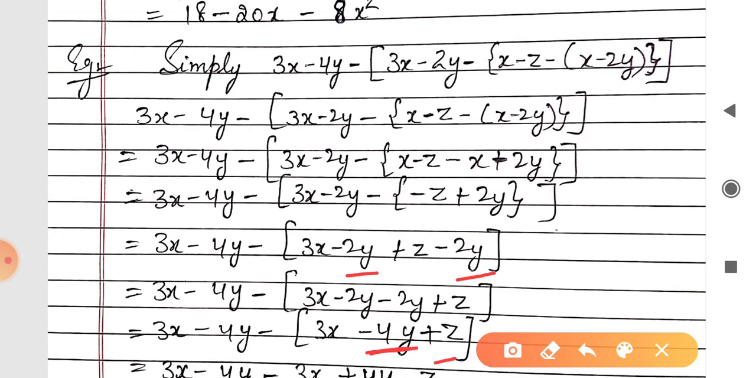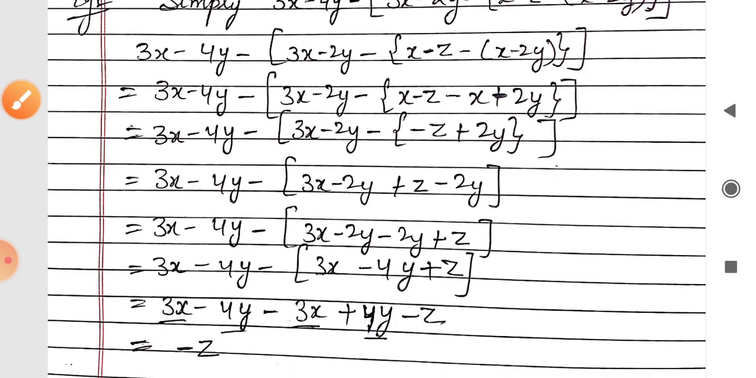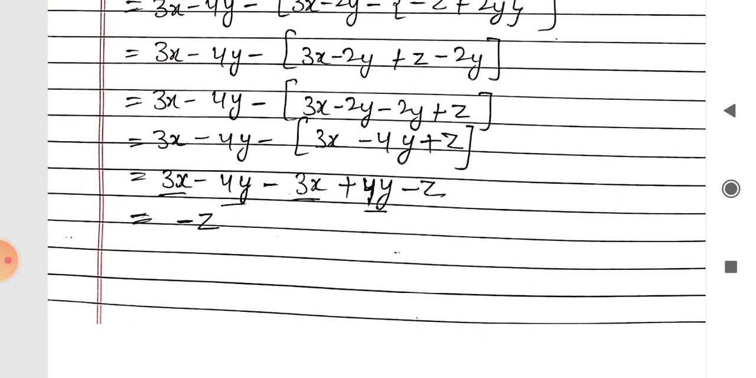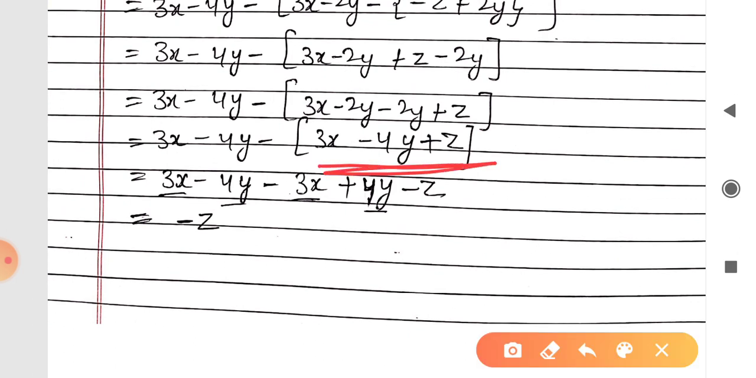Then next is z. Now we cannot solve this bracket because all these terms are unlike terms. So we will open this square bracket, and before the bracket there is a negative sign, so we will change the sign of all the terms. 3x is positive, so it will become minus 3x, then minus 4y will be changed into plus 4y. Then plus z will be changed into minus z.